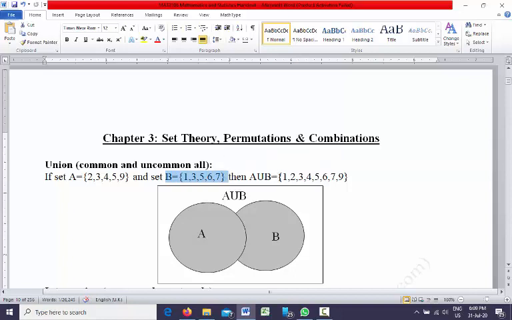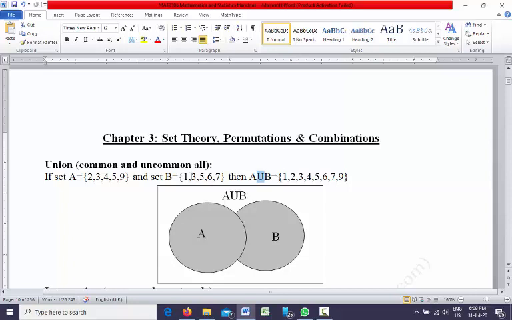So now we want to find out A union B. This sign is called union. According to set language, this is called union. So A union B means we will take common and uncommon all elements. But none of the elements should come twice. So no duplication, no overlapping should be there. But we will take common and uncommon all.